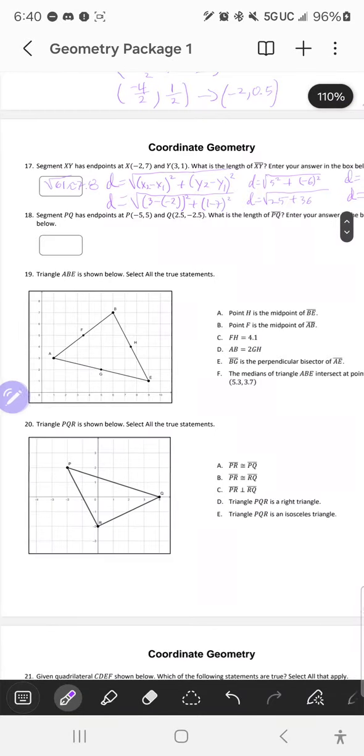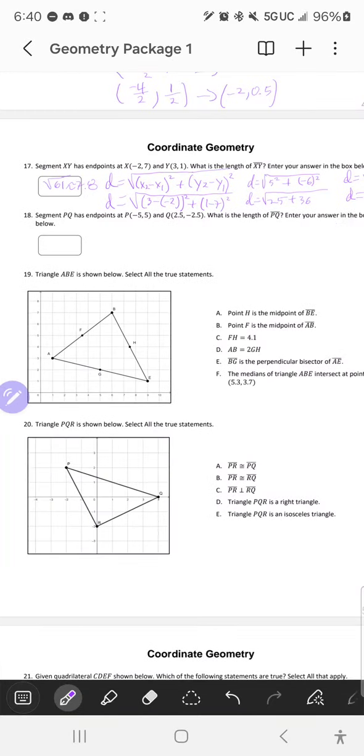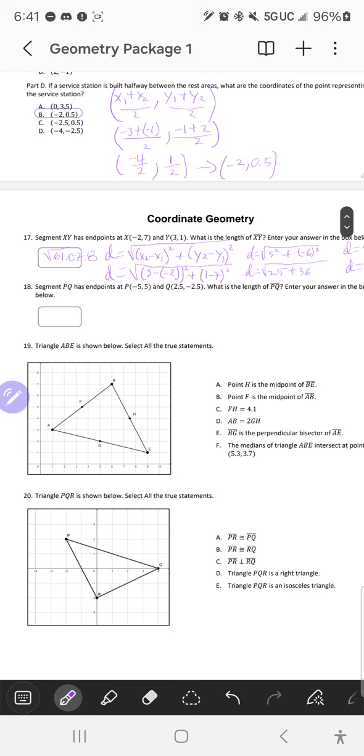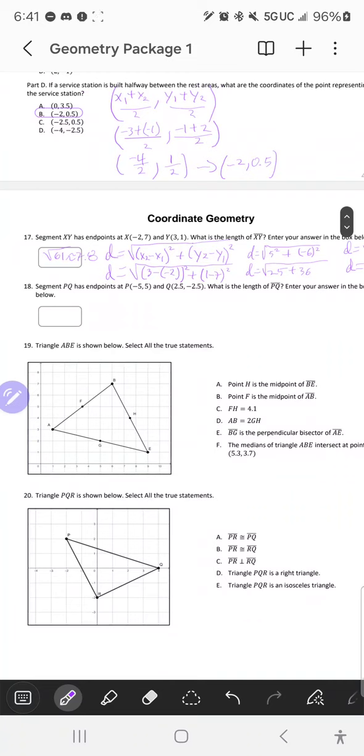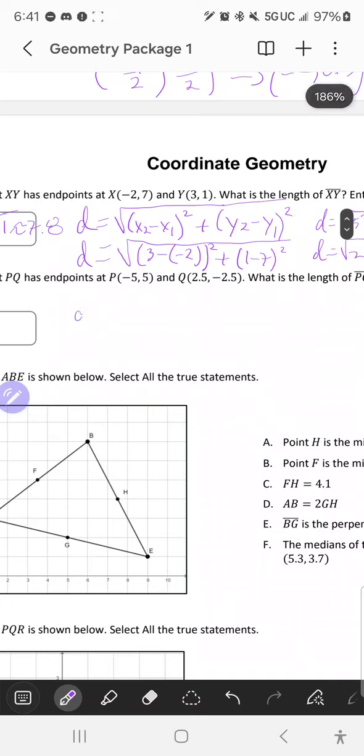Right now, I'll do exercise 18 and 19, maybe 20 if I have more time, but let's just keep going. Now, for 18, segment PQ has endpoints at P (-5, 5) and Q (2.5, -2.5). What is the length of PQ? And this is all again the distance formula. So we just put the formula right here and copy.